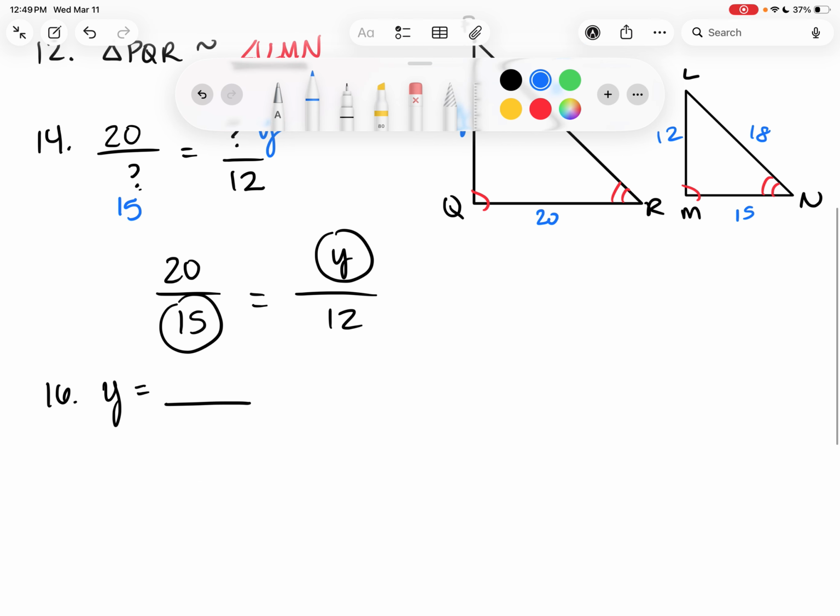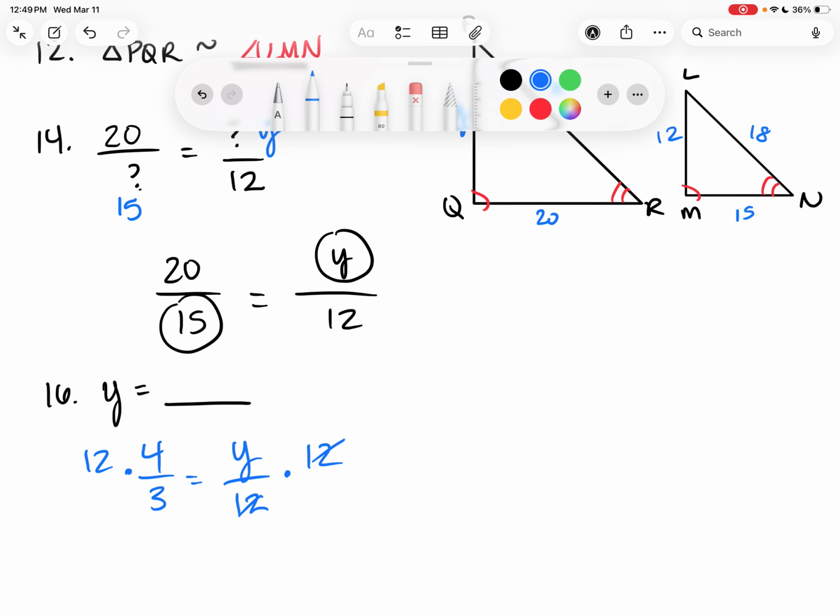So, Jonathan suggested that we go ahead and reduce this. You don't have to, but it will make your life easier. And so we can take out a 5 from both of these things. And so we would get 4 over 3 is equal to Y over 12. And then I just need to multiply both sides by 12.